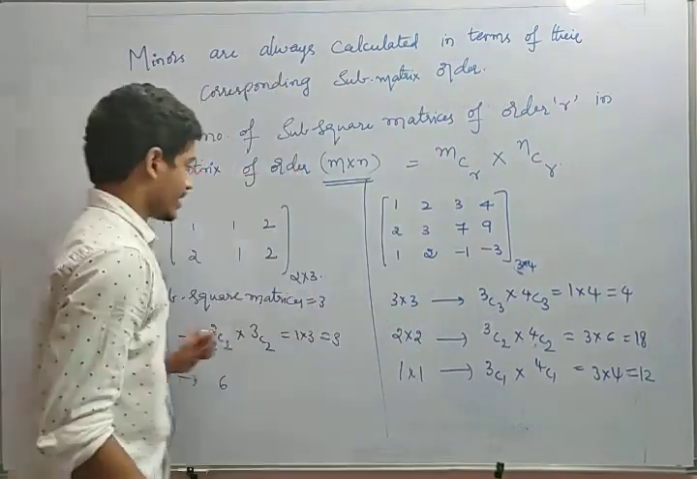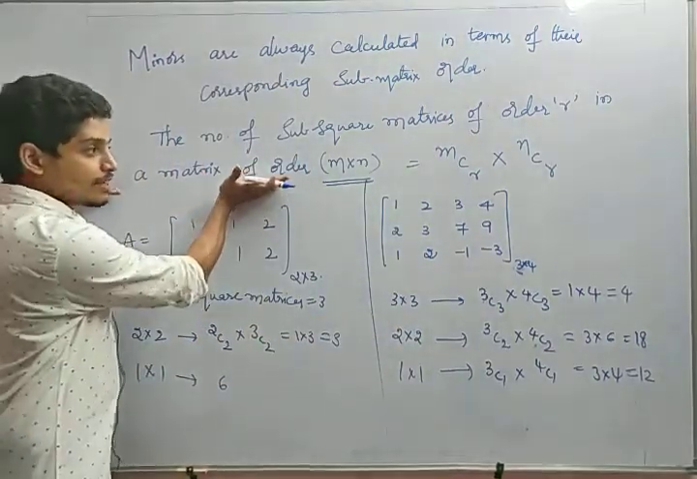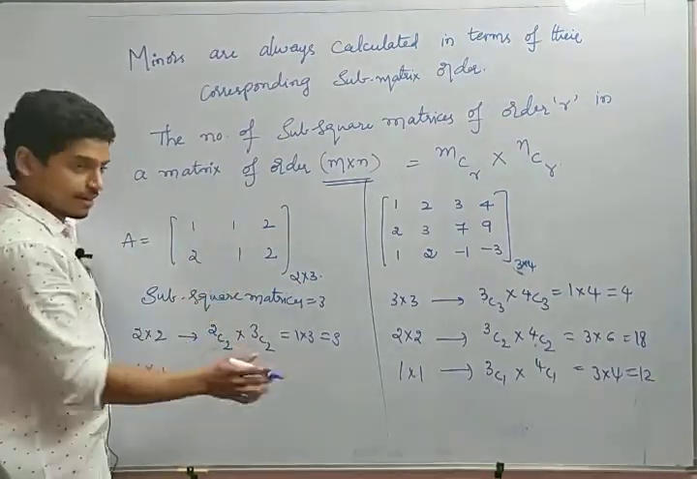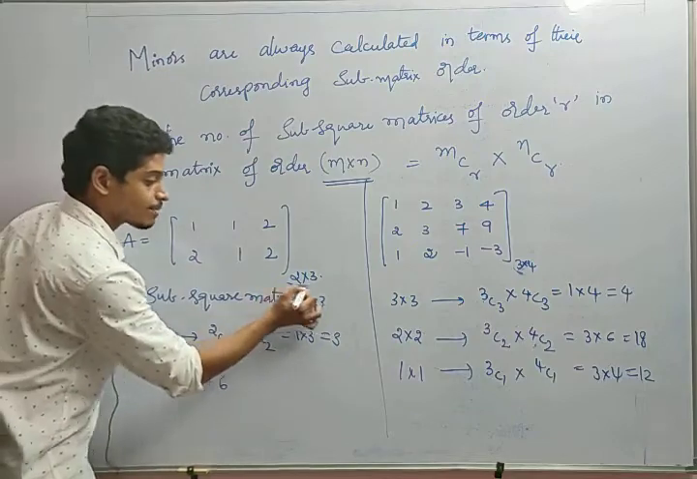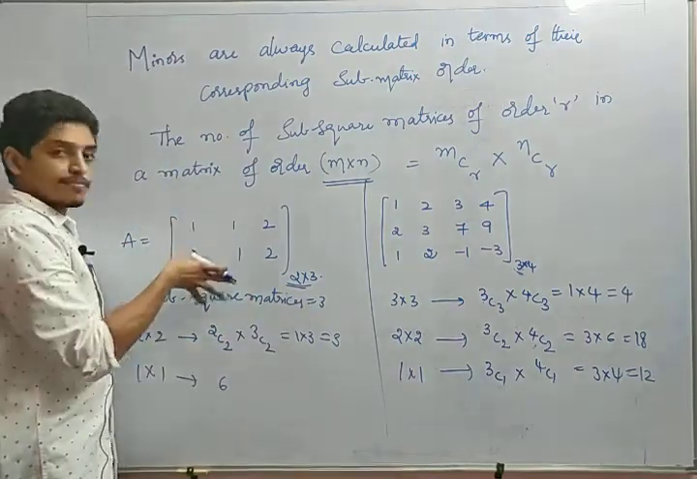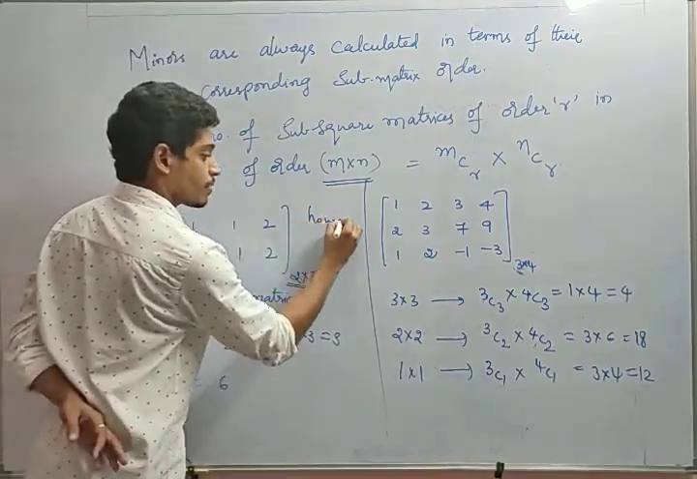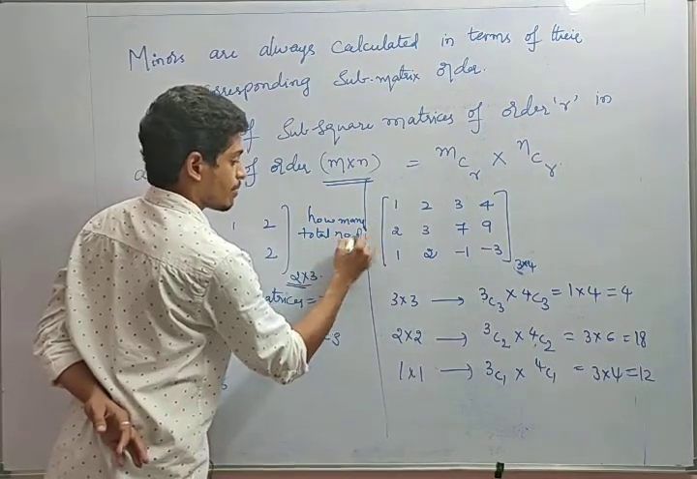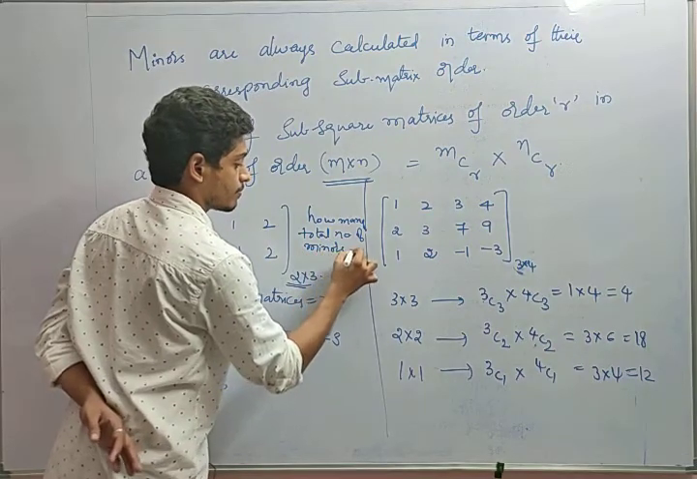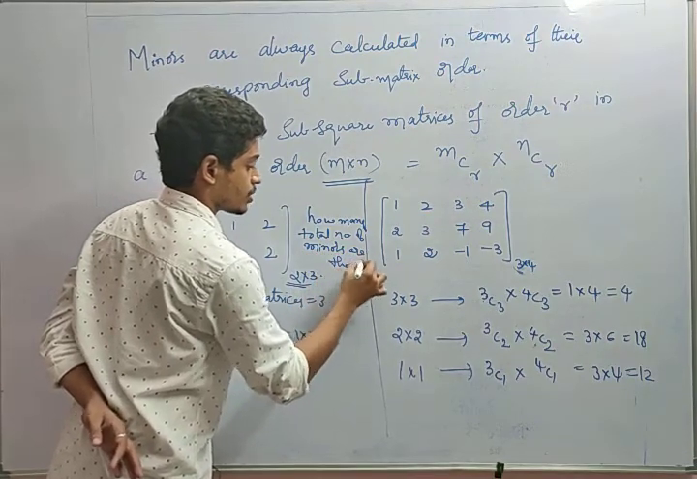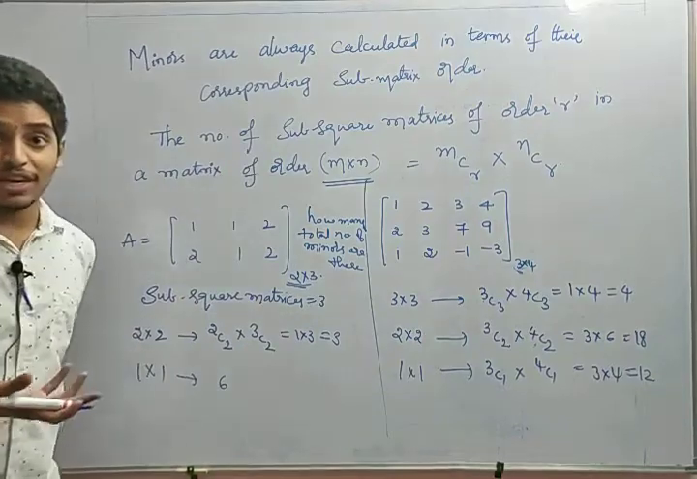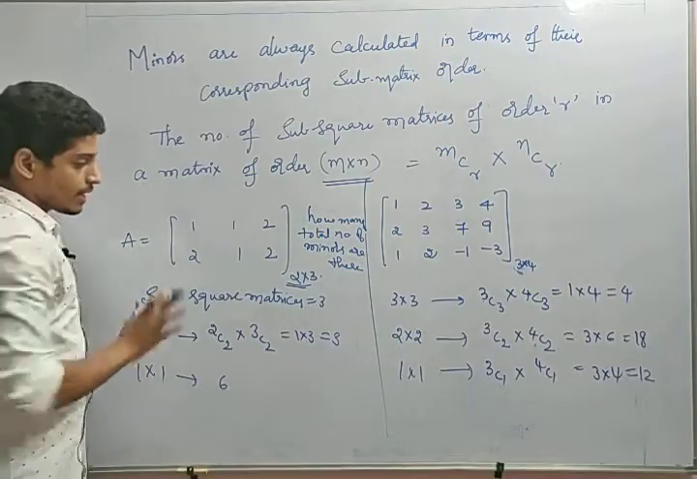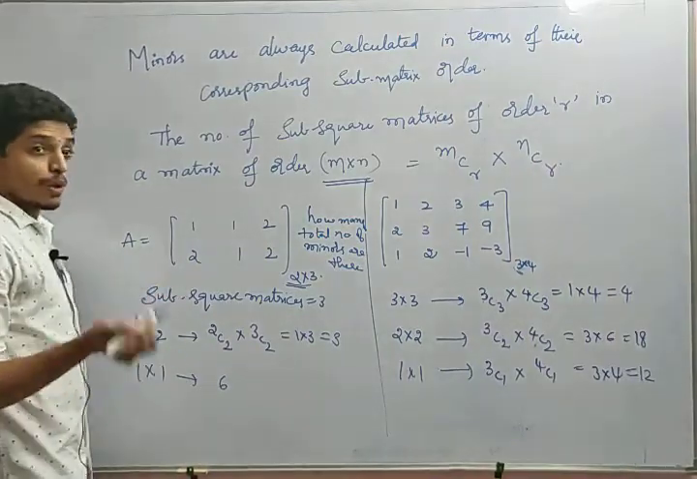Okay, let us apply this formula in this particular question and then you will understand. Suppose I have a matrix 1, 1, 2, 2, 1, 2. This is a rectangular matrix of order 2 by 3. In this matrix, how many total number of minors are there? This is the question he might ask you in your GATE exam. How many elements are there? Total 6 elements are there.